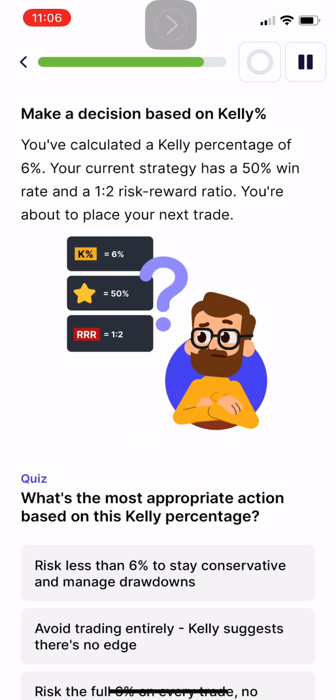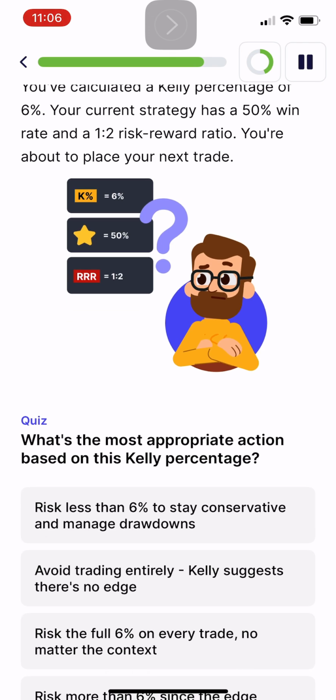Make a decision based on Kelly percent. You've calculated a Kelly percentage of 6%. Your current strategy has a 50% win rate and a 1:2 risk-reward ratio. You're about to place your next trade. What's the most appropriate action based on this Kelly percentage?